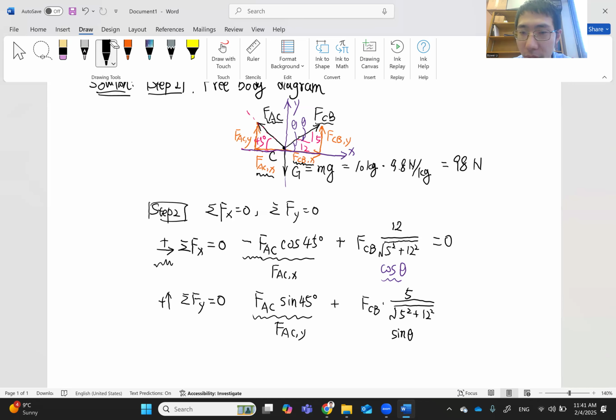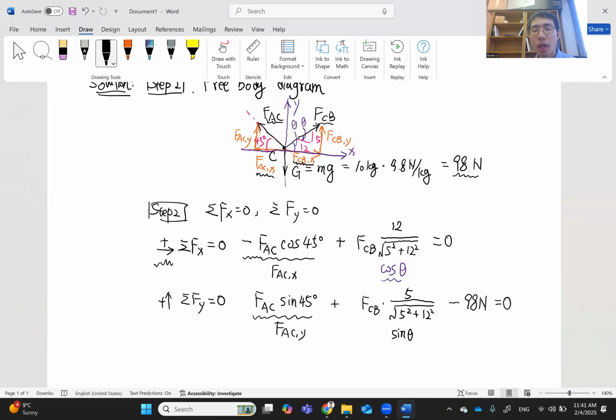We have not yet included all the information. Now we already have FCB, positive or negative here. Since it is going upward, it is positive. What else do we have? Gravity. We already have the magnitude, which is 98 Newton. Positive or negative here? Please note, gravity is going downward, so it is negative.